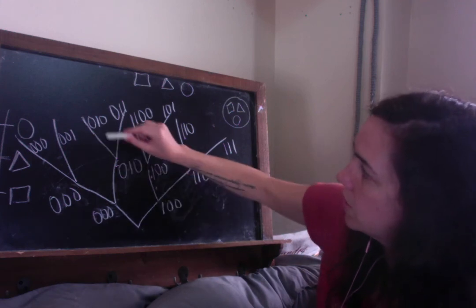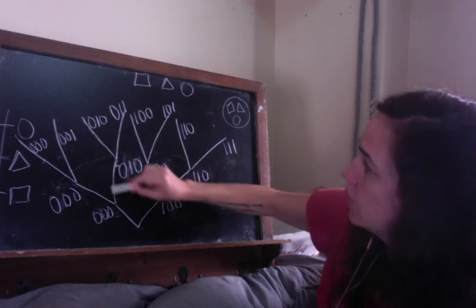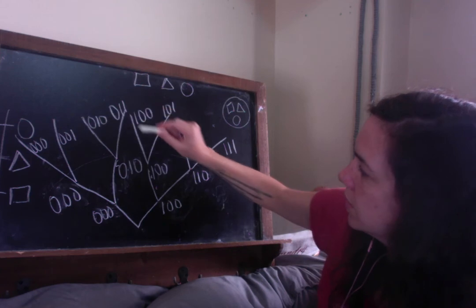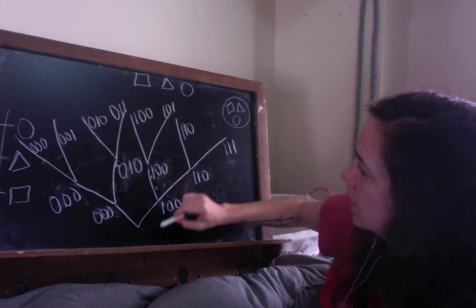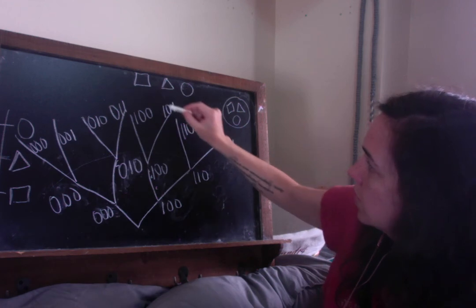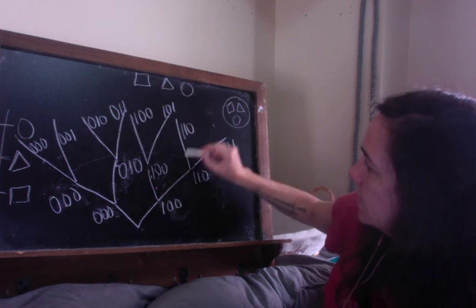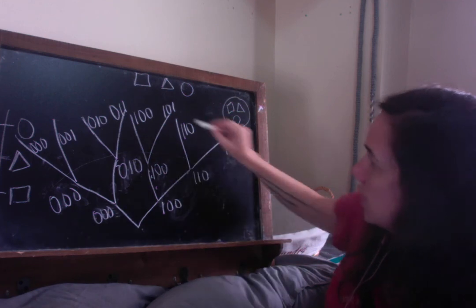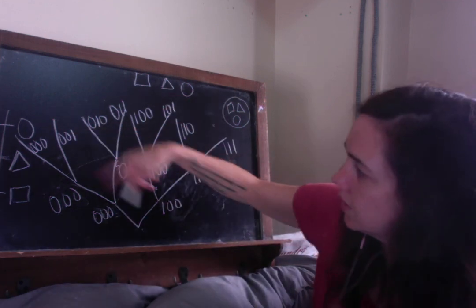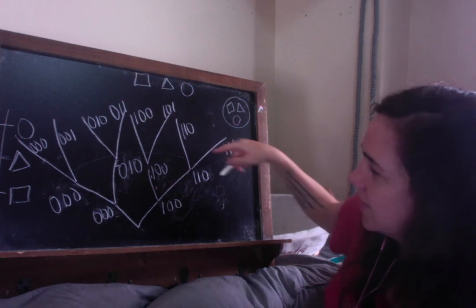Okay, this is the one that's just the triangle. This is the one that has the triangle and the circle. This is the one that has just the square. This is the one that has the square and the circle. This is the one that has the square and the triangle. And this is the one that has all three. And so let's see, 1, 2, 3, 4, 5, 6, 7, 8, right?